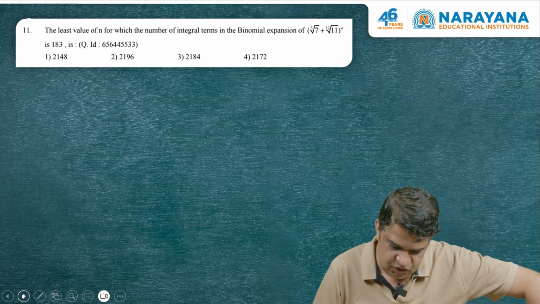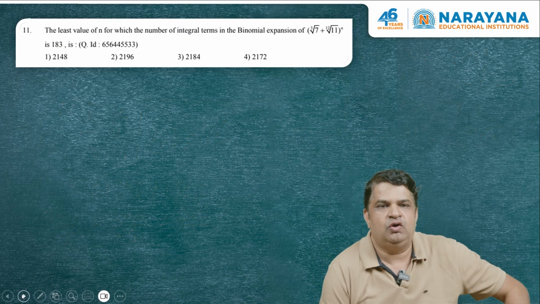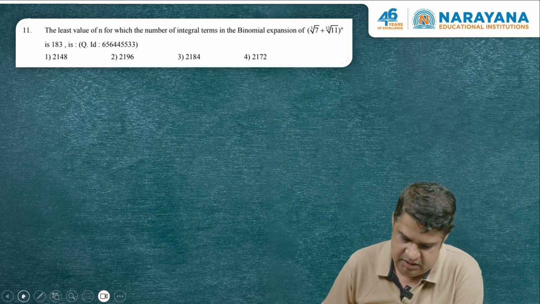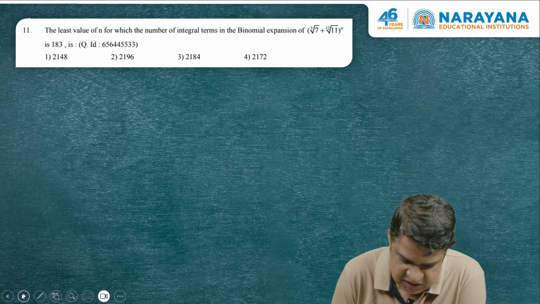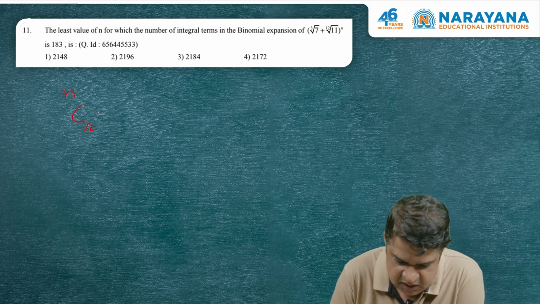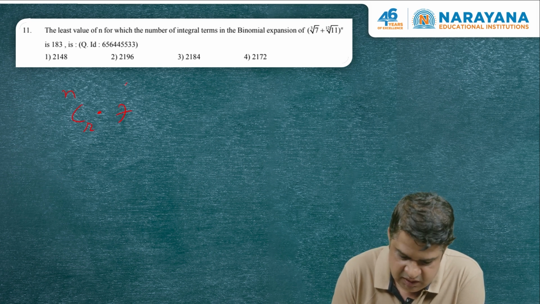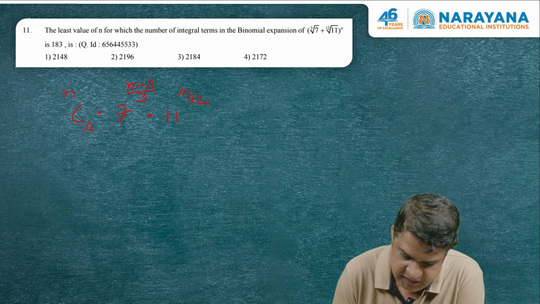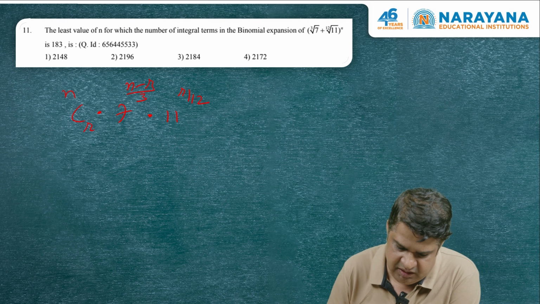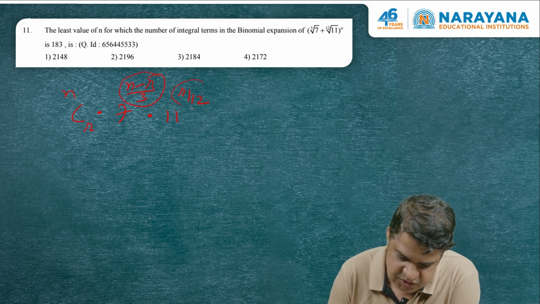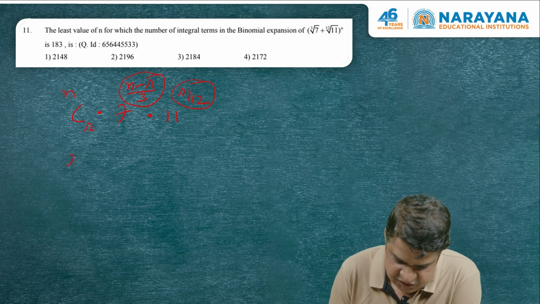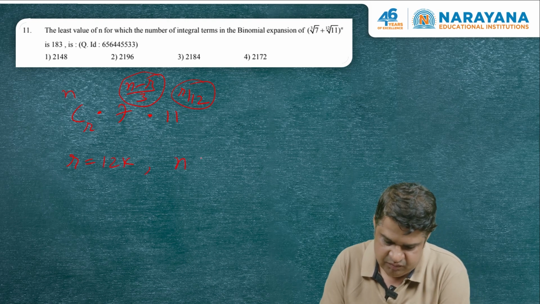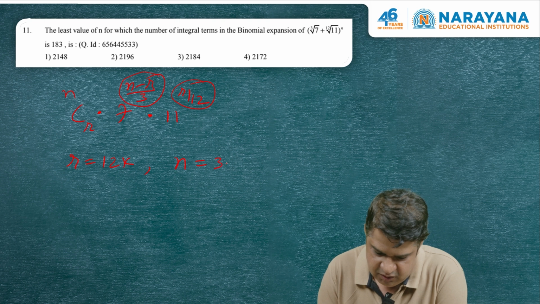So, move on to the next question. The least value of n for which the number of integral terms in the binomial expansion is 183. First of all, what is its general term? The general term is nCr times 7 to the power (n - r)/3 times 11 to the power r/12. For integral terms, both these powers must be integers, meaning r must be a multiple of 12 and n must be a multiple of 3.